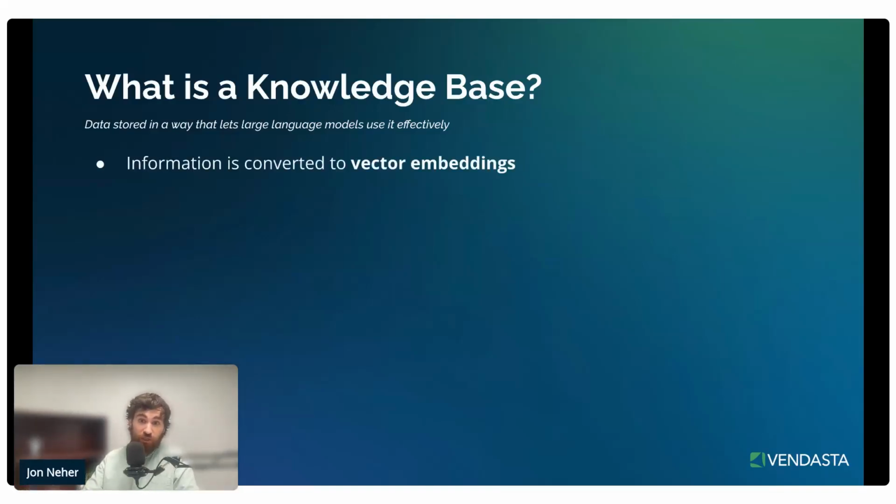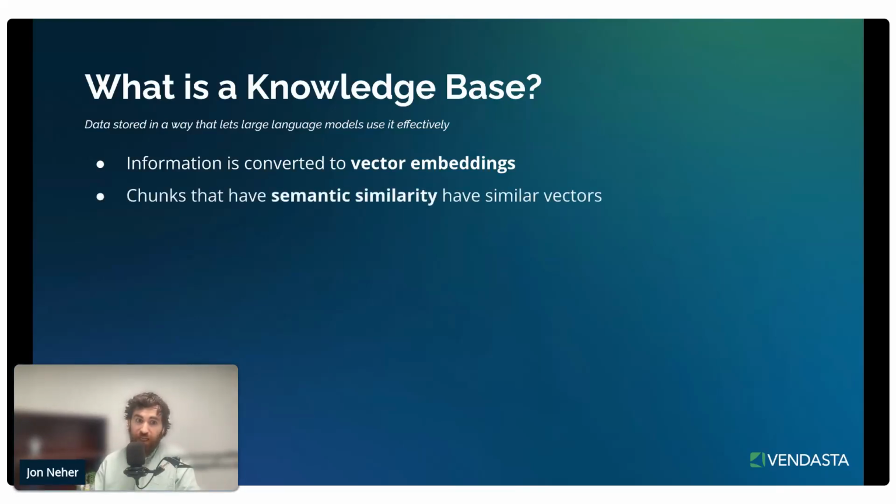The information that you add to a knowledge base is converted into vector embeddings. These are basically a really detailed mathematical way of representing language. Chunks of those vectors that have semantic similarity end up having similar vectors. When I say semantic similarity, what I mean is this chunk of information means basically the same thing as this chunk of information. To give you a visual example, here's a really simplified example of how this works.